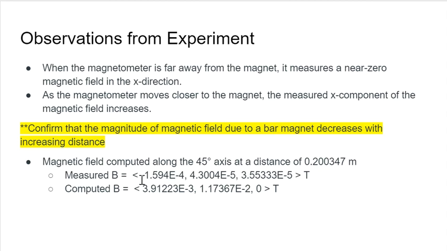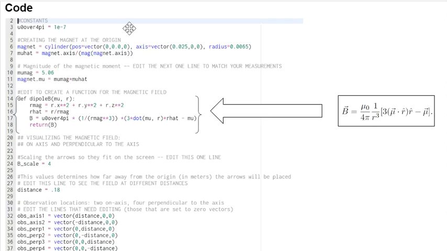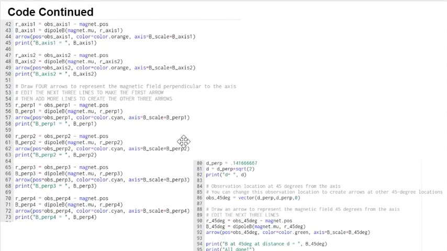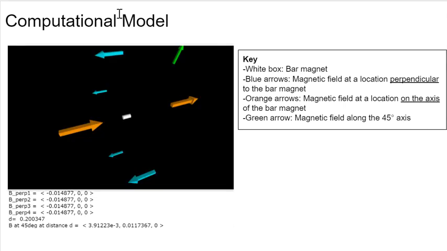And so this is the value we obtained for our measured magnetic field, and this is the one that we obtained in VPython. And so here's the first part of my code. You can see that we created a function for the magnetic field using this equation right here. And then here is the second part of my code. And then here's my computational model. An important thing to note is that the arrows represent the magnetic field at different observation locations away from the bar magnet, which is represented by the white box.